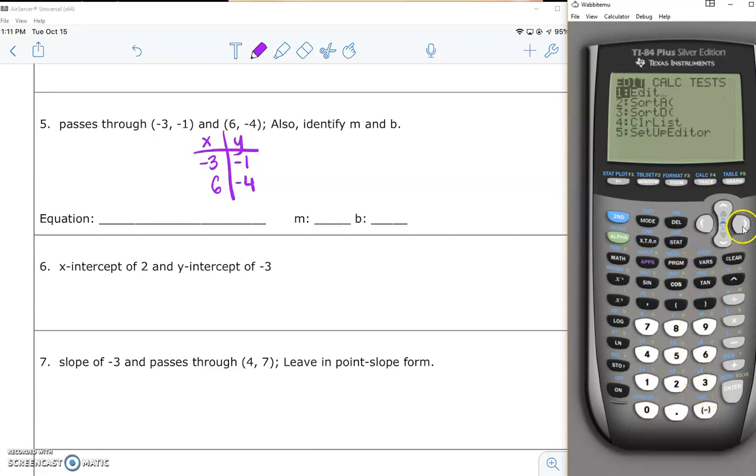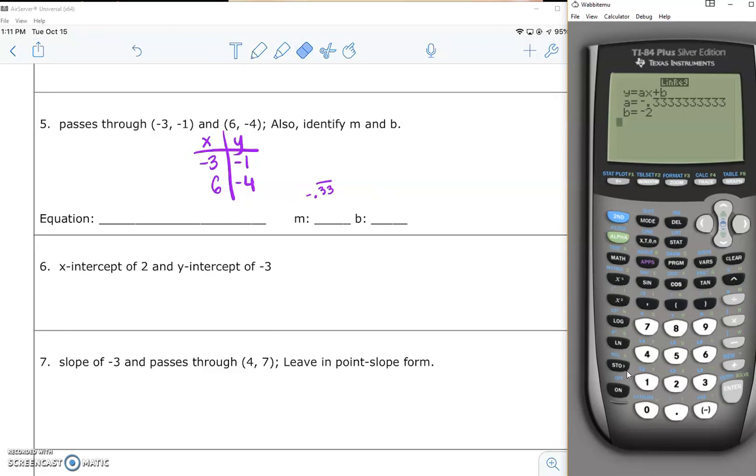Go back to Stat, arrow over to Calc, and we need number 4. Enter, and it gives us a, which is really m, our slope, of -0.333 repeating, and b of negative 2.